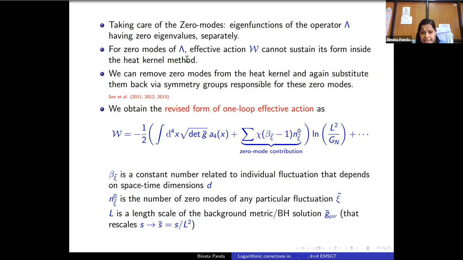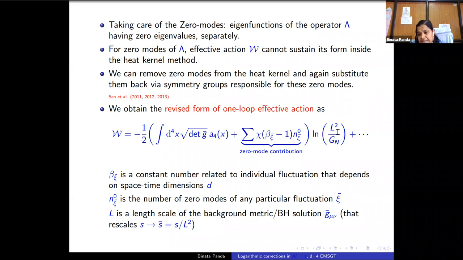There is a way you can remove the zero modes from the heat kernel in the beginning, and again substitute them back via some symmetry group calculations, and there is a well-established computation to count the contribution of the zero modes. So you obtain the revised one loop effective action as a contribution from the non-zero modes, and then there is a zero mode contribution, which is basically proportional to the square of the length scale of the background metric. Since it is the square of the length scale, it's basically like the horizon area.